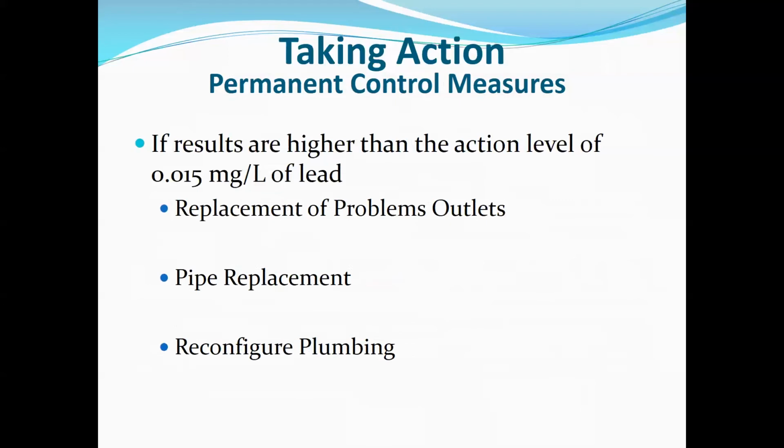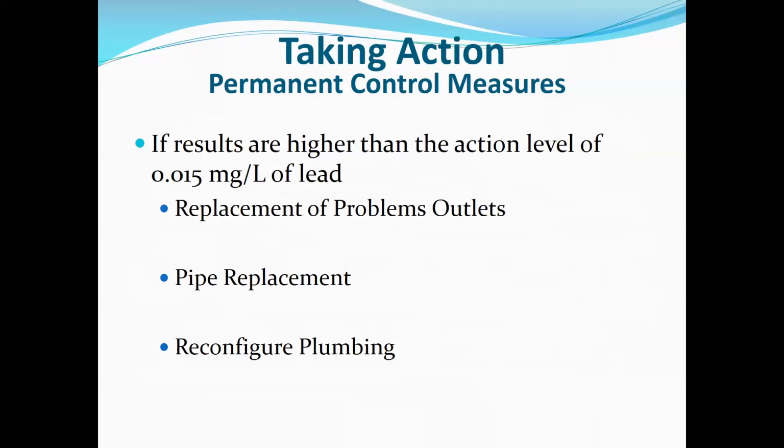So, permanent control measures, moving from the short term to actually correcting the problem. This is going to be replacing problem outlets, actually taking them out of service and replacing them with something new, or pipe replacement. Maybe it's the pipe that's the problem. You can actually replace the pipe and get it out.